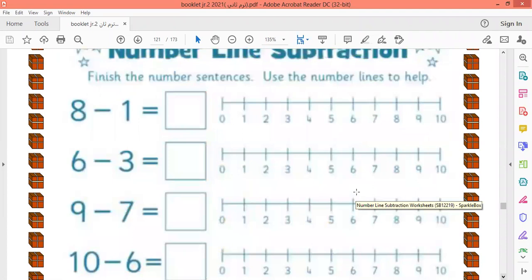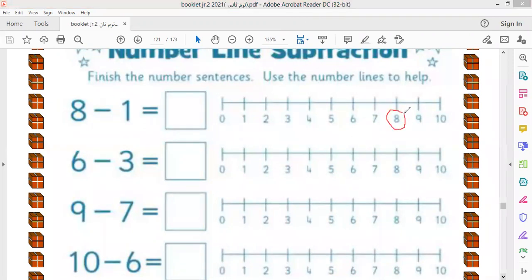Now we use the number line to subtract these numbers. At first we have 8 minus 1. We go to the number line and circle 8, and count back 1. Count 1. We reach what? We reach 7.